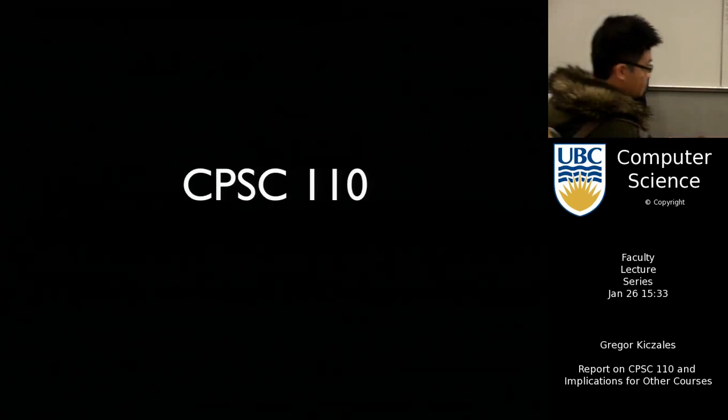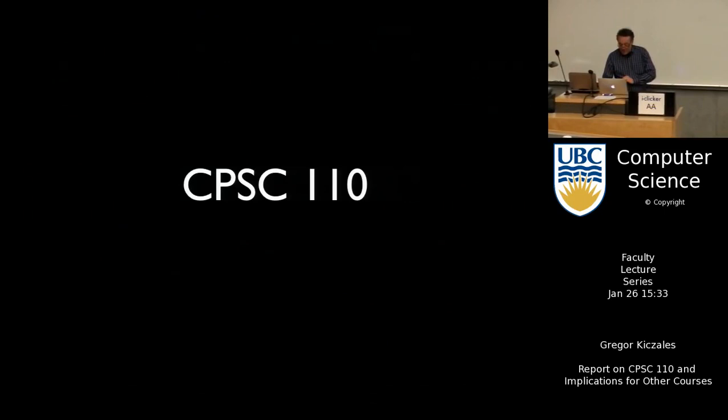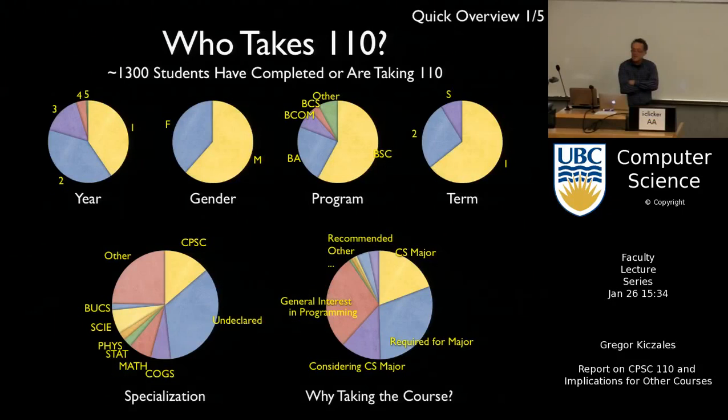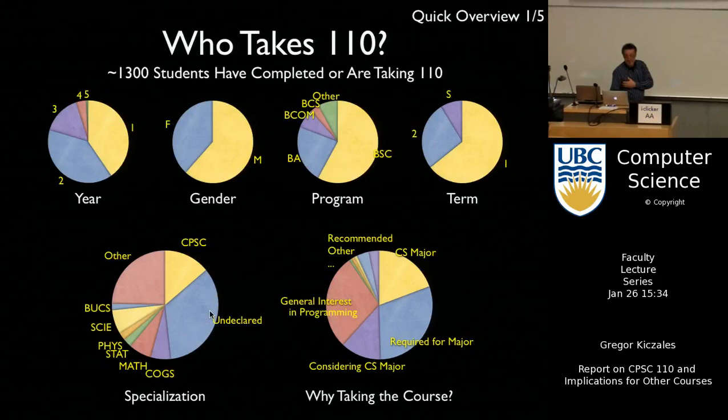Everybody likes to have a pigeonhole first, so I'm going to start with a very quick summary. So who takes 110? About 1,300 students have completed it or are taking it. Mostly first and second year, 60% male, more than half science, but a quarter arts. First term is bigger than second term. Only a small number of students are declared CPSC majors by the time they take it, but some of this undeclared batch is going to switch to CPSC. But over half of the course is declared some other major.